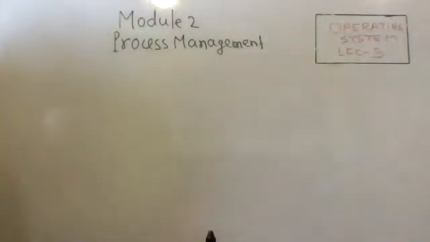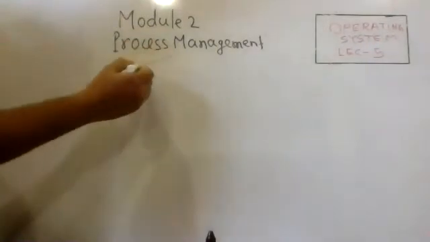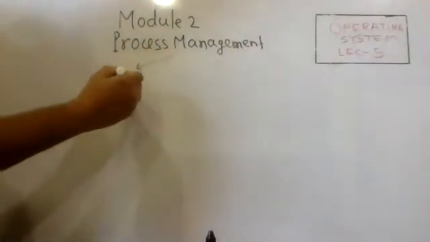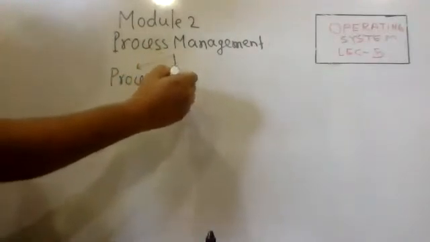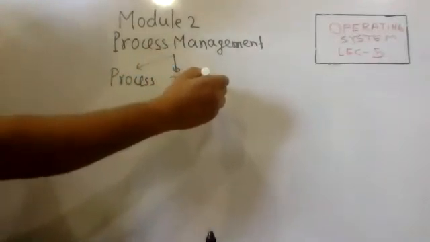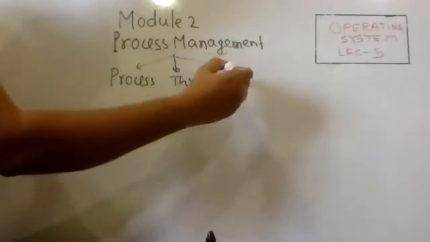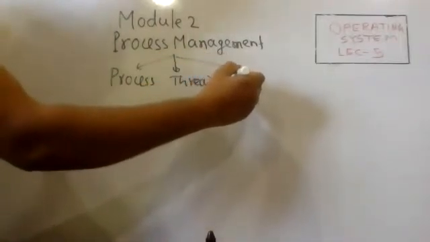When we discussed the syllabus, it is seen that in this module we have 3 parts. The first part is called process. The second part is thread, and the third part is called process scheduling.